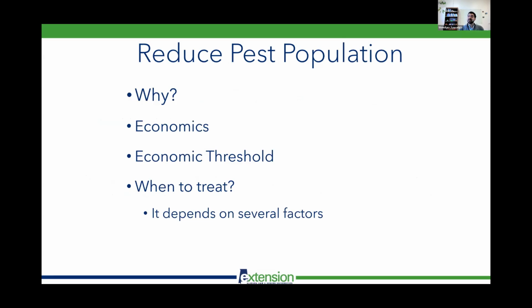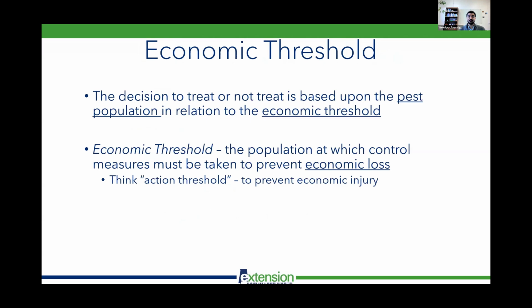So when we're talking about reducing pest populations, the big question is why? Well, in this context, we're worried about the economics. And in that point, we're concerned about the economic threshold. And that really tells us when to treat. A lot of times if we're listening to entomologists or plant pathologists talk, they'll talk about the economic threshold, and that's where this comes into play. The idea of when to treat depends on several factors, and I'll talk about those in a minute. One of those big factors is prices, which really affects a lot of our decisions.